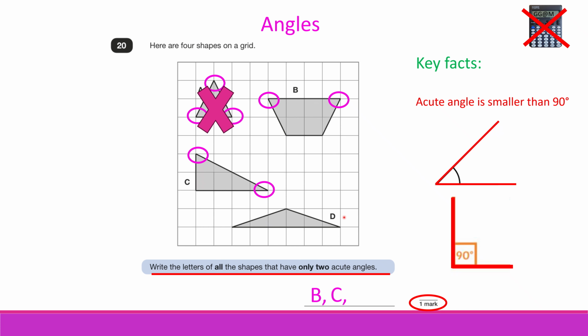And on the last one, D, we've got an acute angle at the bottom here, and also the other side at the bottom are 2 acute angles. This angle up here is greater than 90, so this is obtuse. So I've got 1, 2 acute angles, which is D. Give yourself a big tick if you got that correct. Well done.